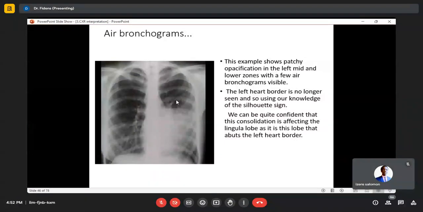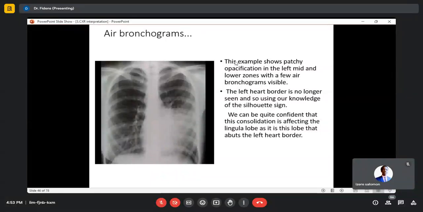It is a consolidation, in other words, unless they give me some clinical history so that I can talk about pneumonia. If they say there is chest pain and fever, I call this opacity pneumonia in my conclusion. I'm very sure that this opacity is in the lingular segment, because you remember the lingular segment is the one that's in contact with the heart. That's the reason why you have a positive silhouette sign.